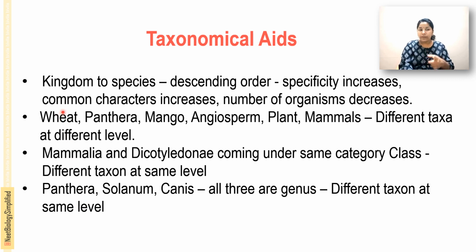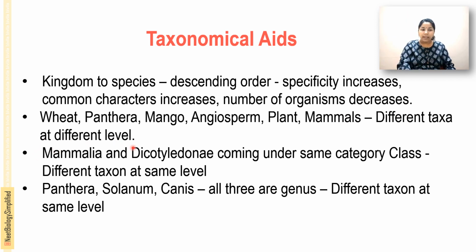Once again, wheat, Panthera, mango, angiosperm. You can see that wheat is a taxon: wheat is a species, Panthera is a genus, mango is a species, plant is a kingdom, then a division, and mammal is a class. So these all are different taxa and their categories are also different. That is different taxa at different levels, right?